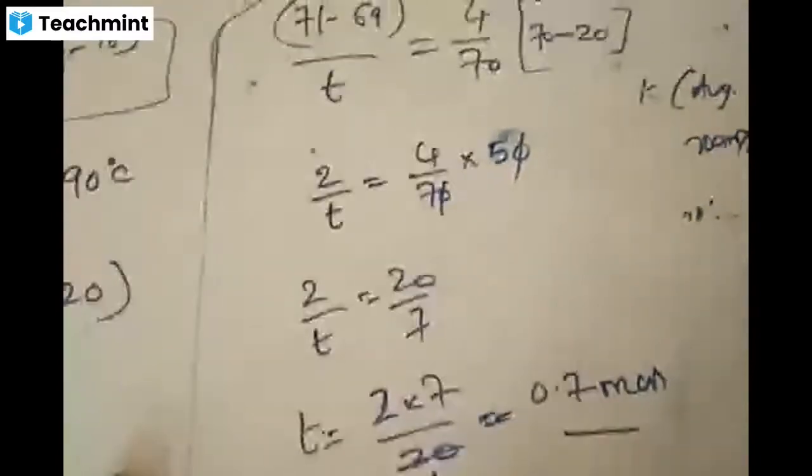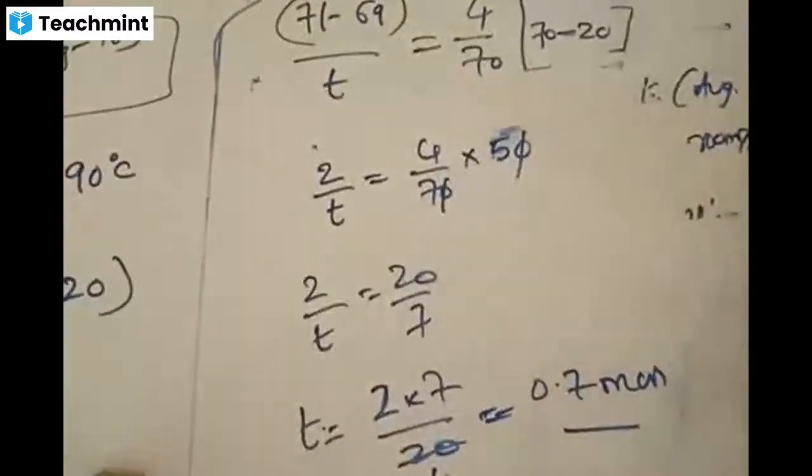Only one thing. What is that thing? The formula. Newton's law of cooling formula is to be understood. Change of temperature by time is equal to K into the average change of room temperature. This formula is to be applied.